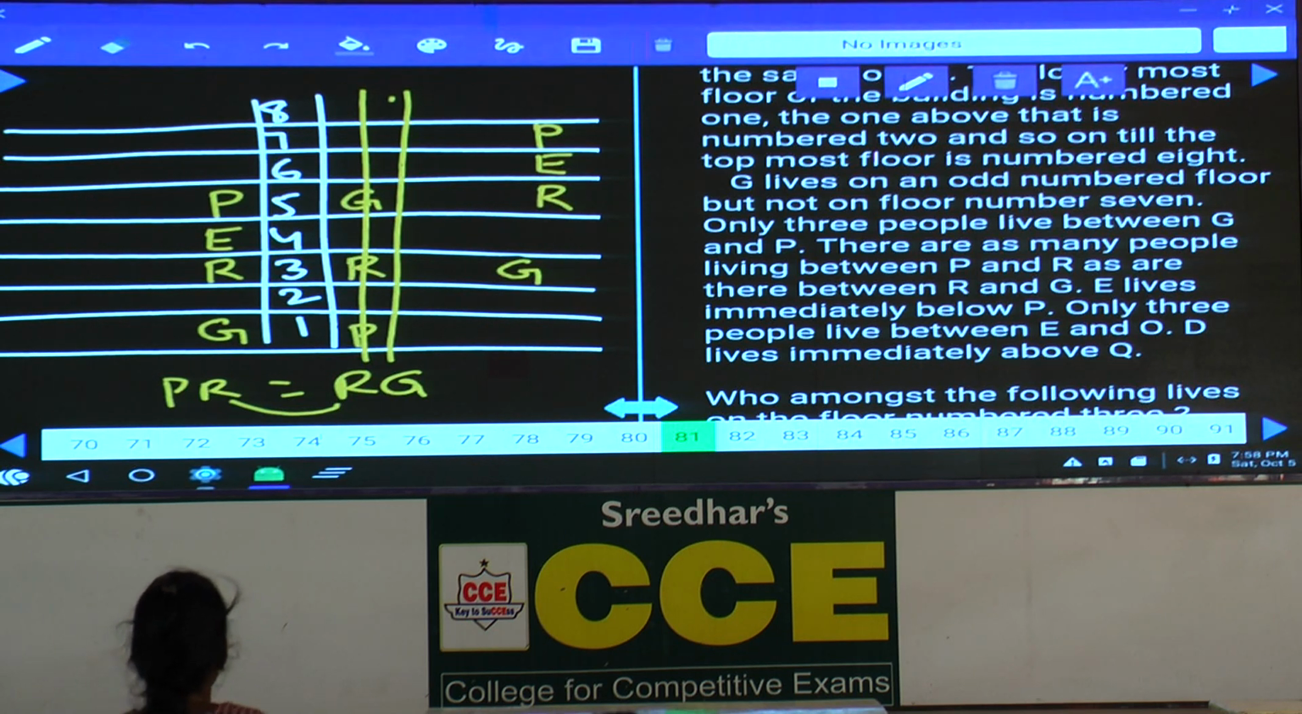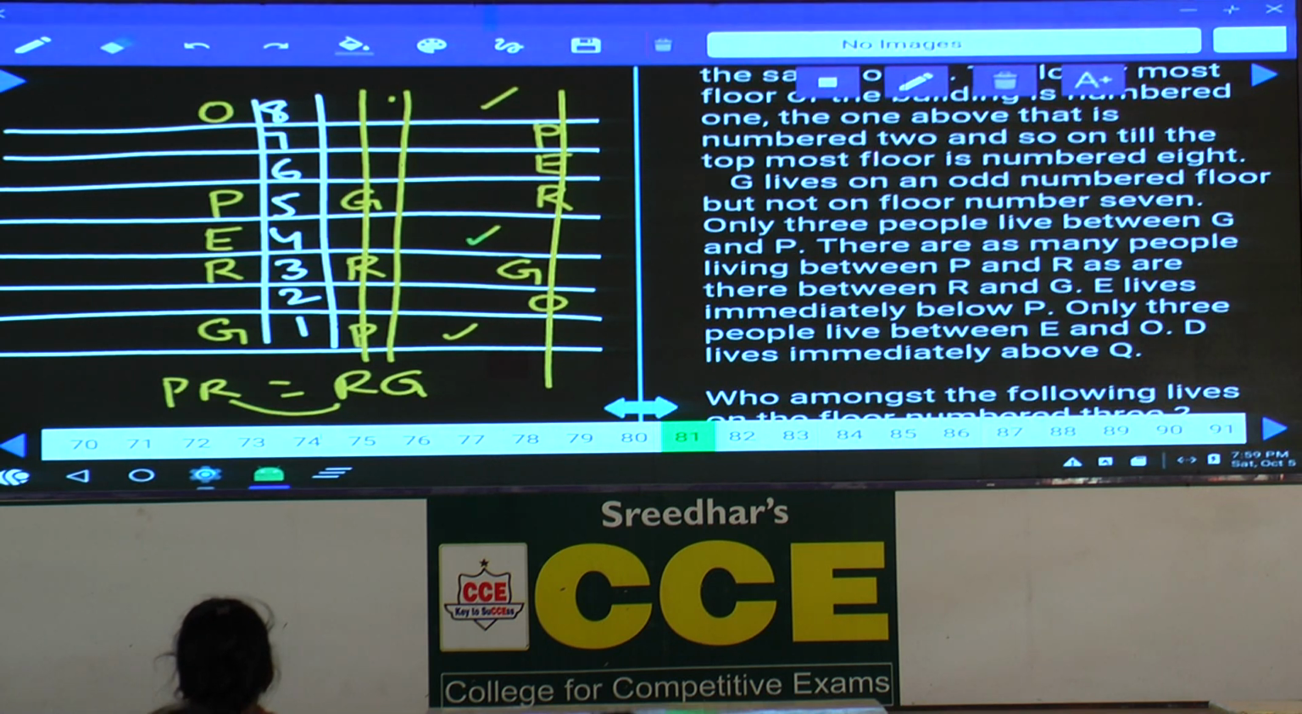Next, only 3 people between E and O. In between E and O there must be exactly 3 people, 1, 2, 3, O is here. In this case, the 3 people between E and O must be on the 8th floor. And D lives immediately above Q. As D lives immediately above Q, D and Q adjacent to each other is not possible here, because only individual single floors were left over, not 2 floors. Hence, this case is also ruled out.